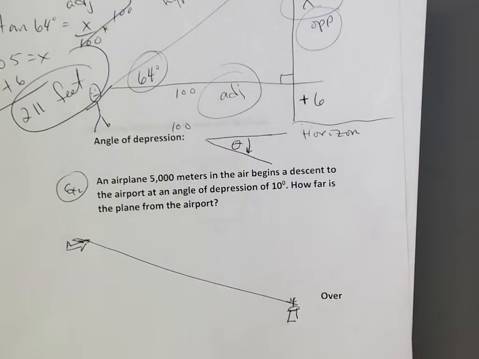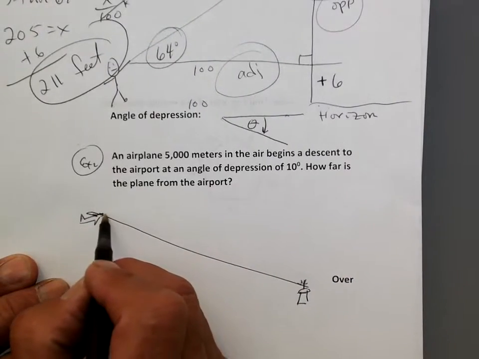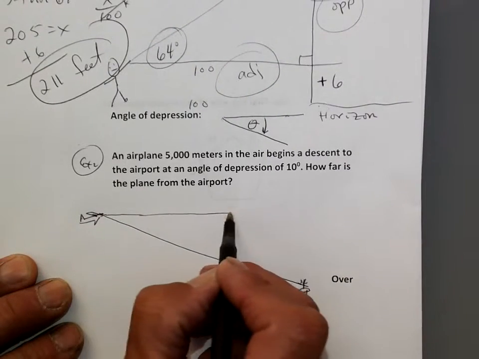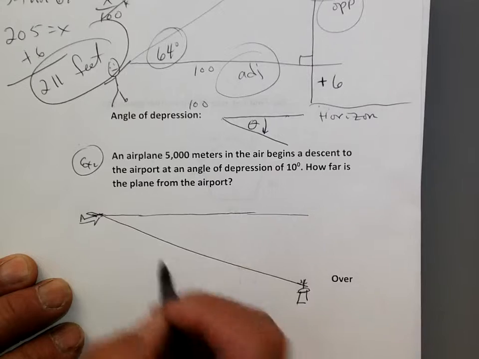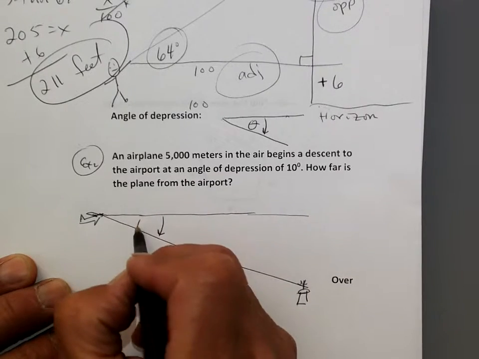So the airplane's flying. It's going to start flying down. Now we got to be careful where we put the angle. So if I draw the horizon, here's my horizon. Then my angle of depression is there, 10 degrees.